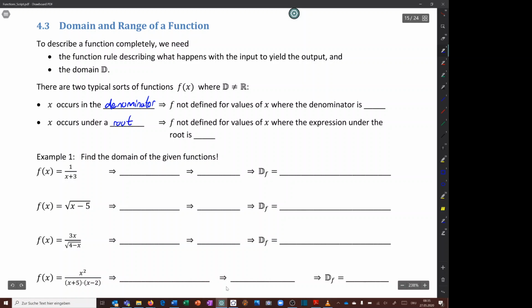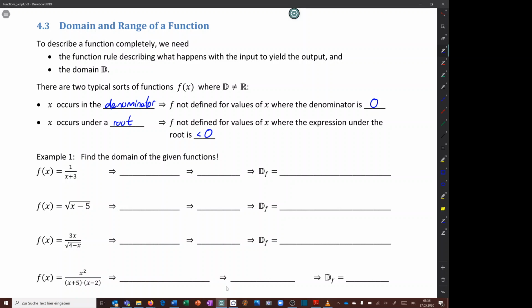If x occurs in the denominator, the function is not defined for values of x where the denominator is 0. And if x occurs under the root, the function is not defined for values of x where the expression under the root is smaller than 0, negative. Let's look at some examples.